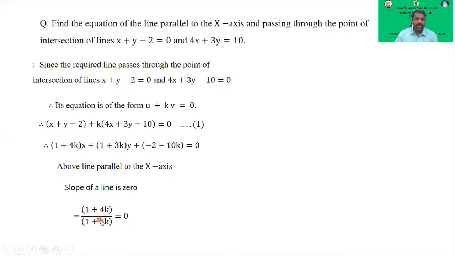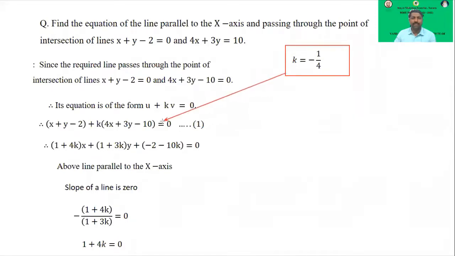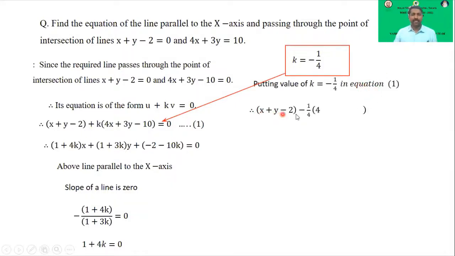So when the ratio of two numbers is 0, the numerator must be equal to 0, so 1 plus 4k is equal to 0. So k is equal to minus 1 by 4. So we have got the value of k. Now we put this value in this equation. So putting the value of k minus 1 by 4 in equation 1, we get, so x plus y minus 2 minus 1 by 4, 4x plus 3y minus 10 is equal to 0.